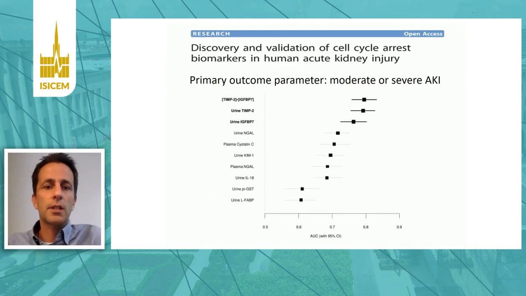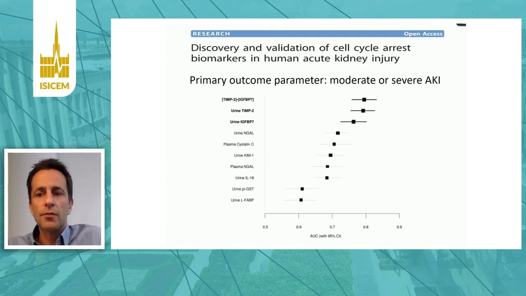In 2013, two new biomarkers, TIMP2 and IGFBP7, which are involved in cell cycle arrest, were discovered. In the context of the SAPPHIRE trial, the authors performed a large observational trial and looked at whether the two new biomarkers can predict moderate or severe AKI within 48 hours after ICU admission. Here you see that the performance of TIMP2 and IGFBP7 is quite good, and it was significantly better compared to the performance of other biomarkers, for example, NGAL, cystatin C, and so on.